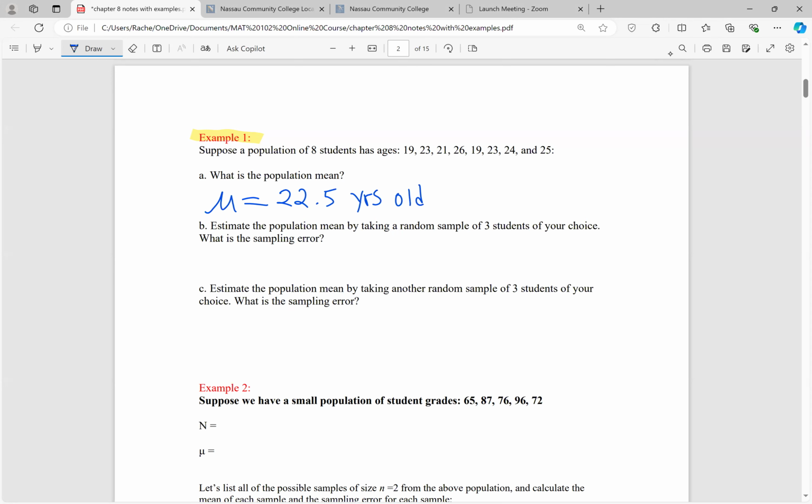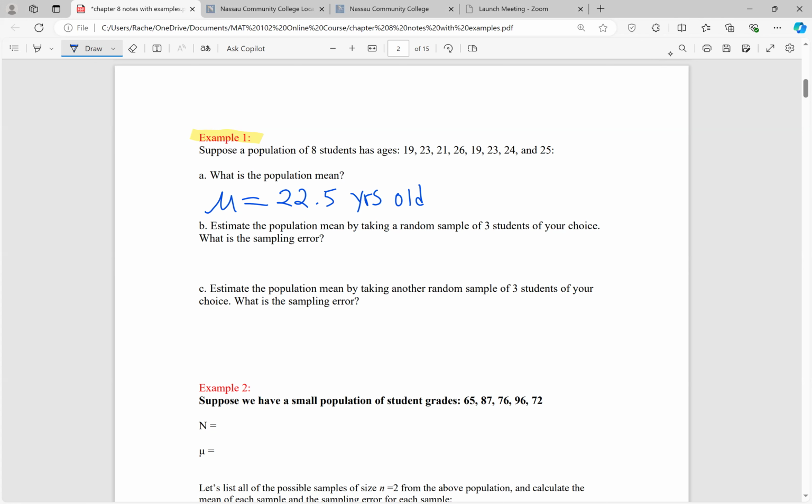So that's the mean age of this population. Now what I want to do is illustrate the idea that I was talking about at the beginning of this lesson: that most likely in real life, we're going to have to estimate the population mean. We're going to do so by taking a sample, calculating the sample mean, and using that as an estimate. But there's also going to be sampling error involved.